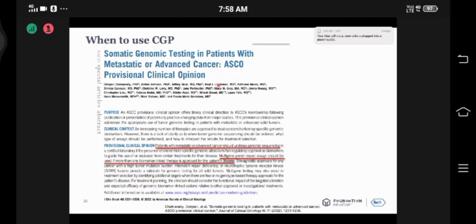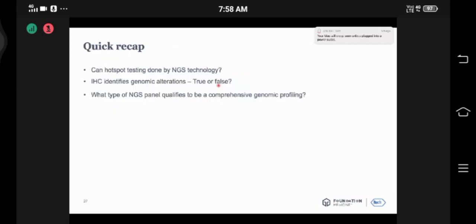They said, and this was a couple of years back, that any patient with metastatic or advanced cancer should undergo genomic sequencing, and a multi-gene panel-based assay should be used if more than one biomarker-linked therapy is approved for the patient's disease. So in the next decade, we are going to see a huge shift in how we treat a metastatic cancer. It's not going to be tumor based or location based, it's going to be tissue agnostic. So we are going to treat the biomarkers and not the particular name of the cancer. That is going to decide which treatment is offered to the patient.